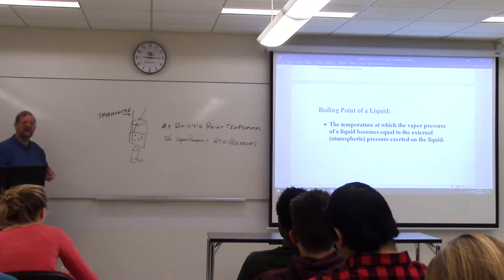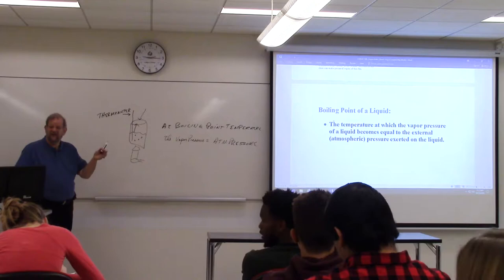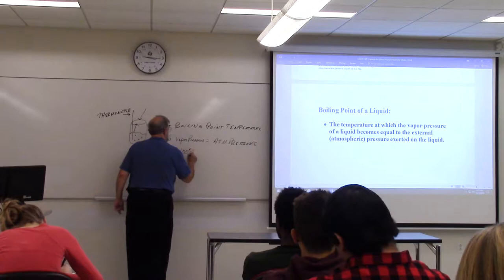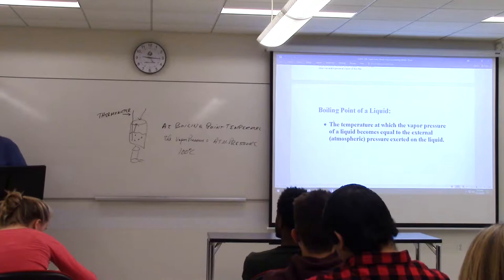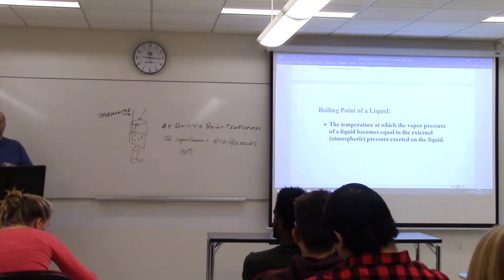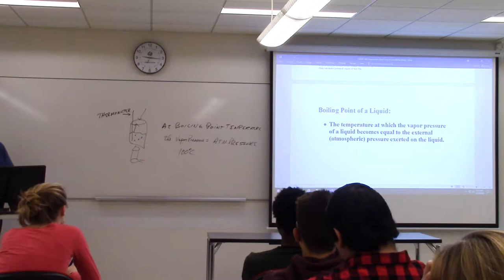And you measure the temperature, and that's the boiling point. Now, in Chicagoland, Glen Ellyn here, the boiling point of water is 100 degrees C, 212 Fahrenheit. What happens if you go to Denver? How many of you have ever been to Denver? I've been there, and it's called the Mile High City. Why? Because it's not at sea level. It's a mile high from sea level, in case you didn't know that.